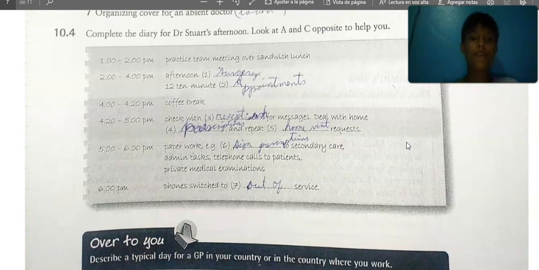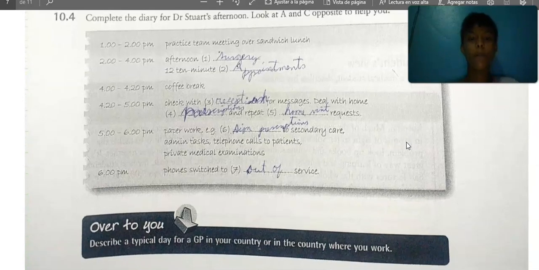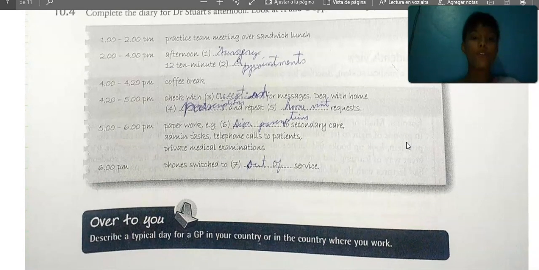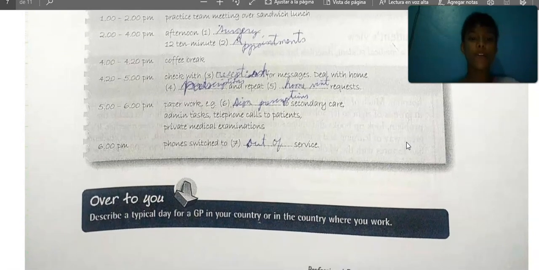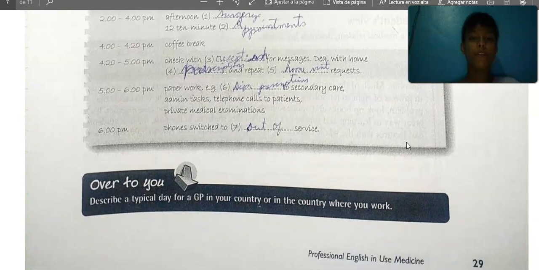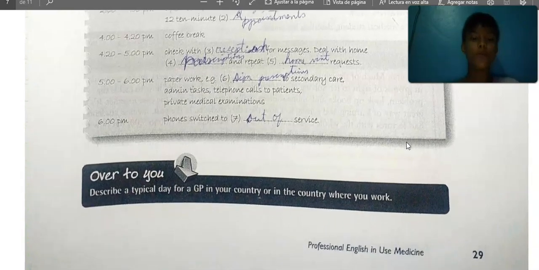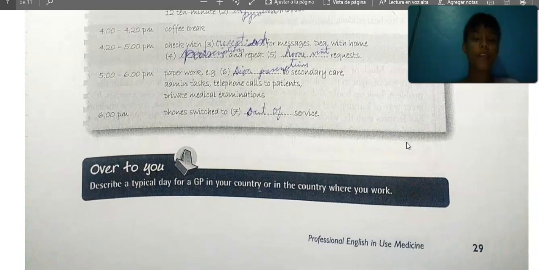Complete the diary for Dr. Stewart's afternoon. Look at A and C opposite to help you. From 1 to 2 p.m., practice team meeting over sandwich lunch. From 2 to 4 p.m., afternoon surgery, 12 10-minute appointments. 4 to 4:20 p.m., coffee break.